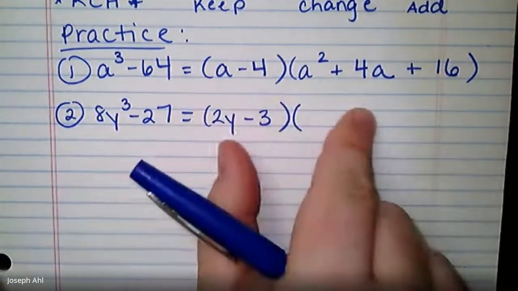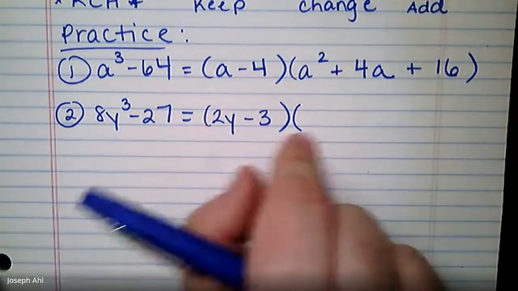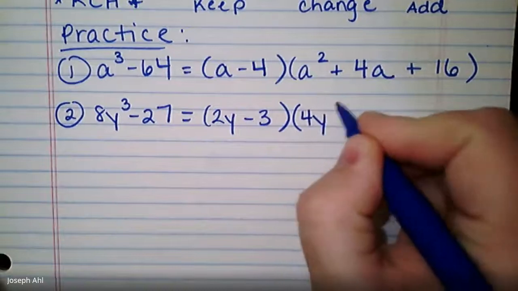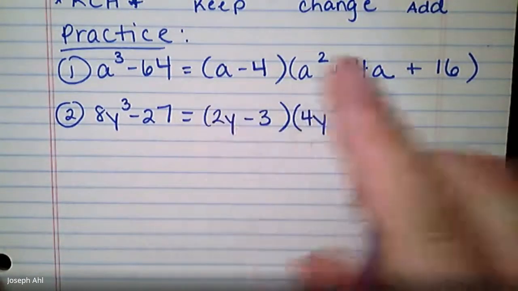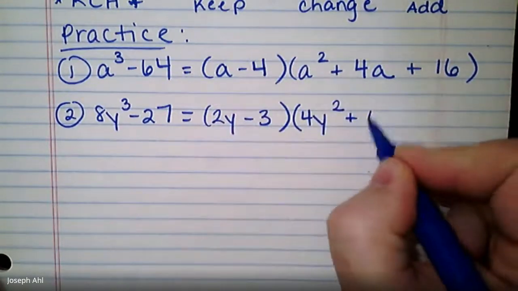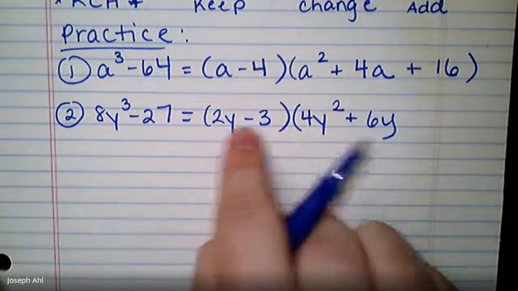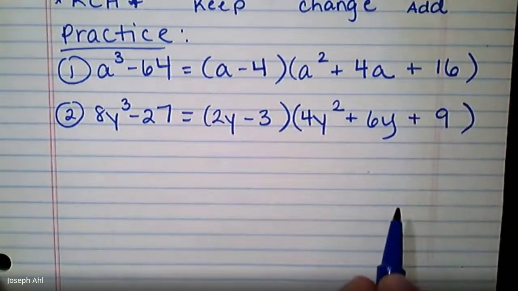Okay. For your trinomial, we're going to square the 2y to start. So 2y, that quantity squared, is 4y squared. Don't forget to square the coefficient. Change to plus in the middle. 3 times 2 is going to give you a 6y in the middle when I multiply those together. And finally, plus 3 squared, which is 9.